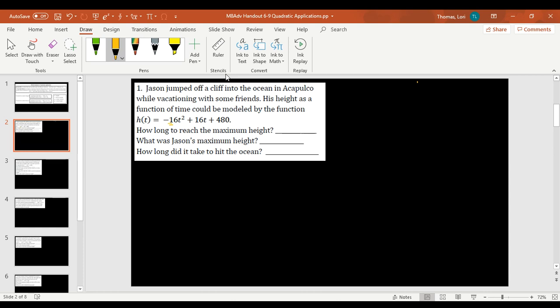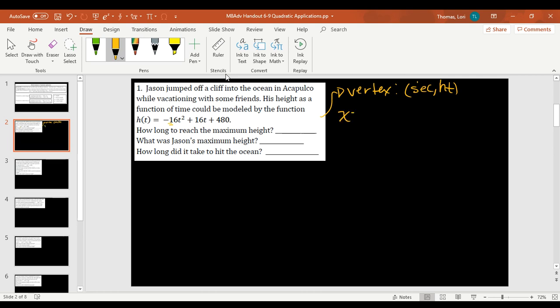It says how long is it going to take Jason to reach the maximum height. So that deals with the vertex. So our vertex is going to be the how long, my seconds, and then I will be able to tell how high, my height. Okay, so remember, your x values in these problems are always time, and the y value, your output, is always height in either feet or meters.